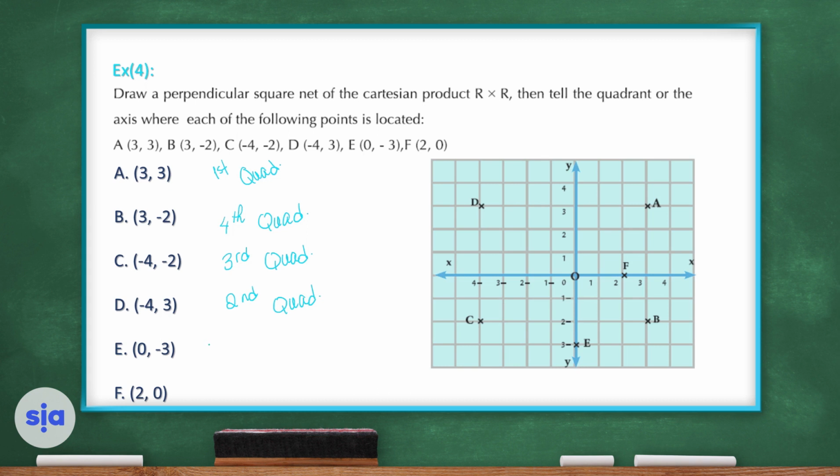Point E, where x is 0 and the y is -3. So it's plotted on the y-axis. So we write on the y-axis, where the last point, which is point F, (2, 0), as you can see it here, is plotted on the x-axis.